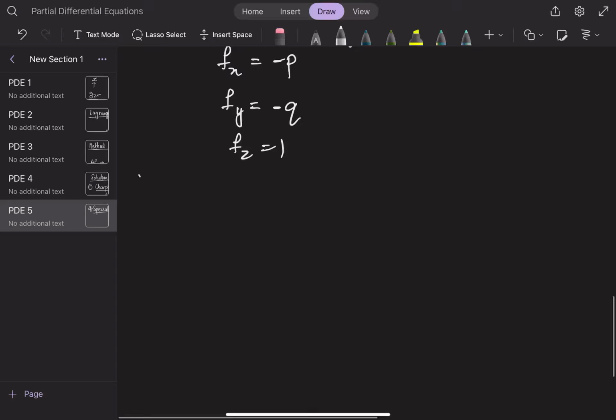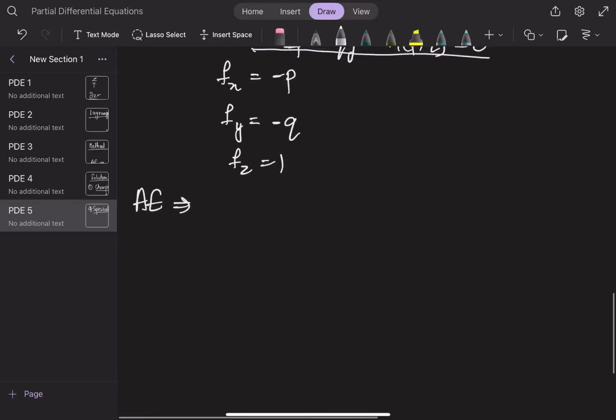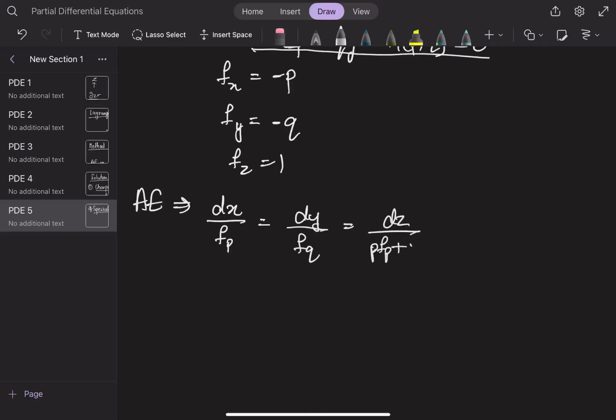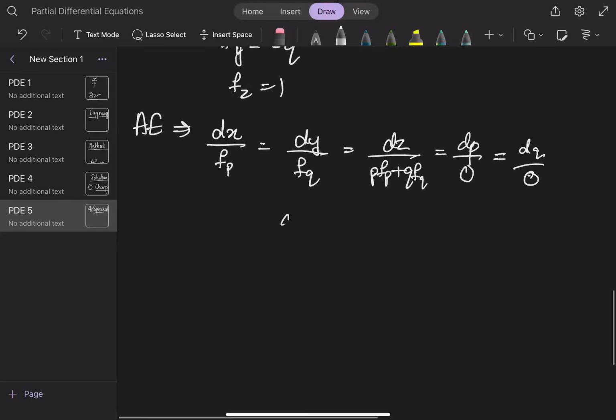So now let's see how this modifies our auxiliary equation. Guys, whenever I'm explaining how it modifies the auxiliary equation, please keep the original equation right in front of you so you can understand what I'm doing. So this becomes dx divided by Fp is equal to dy divided by Fq is equal to dz divided by Pfp plus Qfq is equal to dp divided by 0 is equal to dq divided by 0. So dp is equal to 0, that means p is equal to a, and dq is equal to 0, that means q is equal to b.